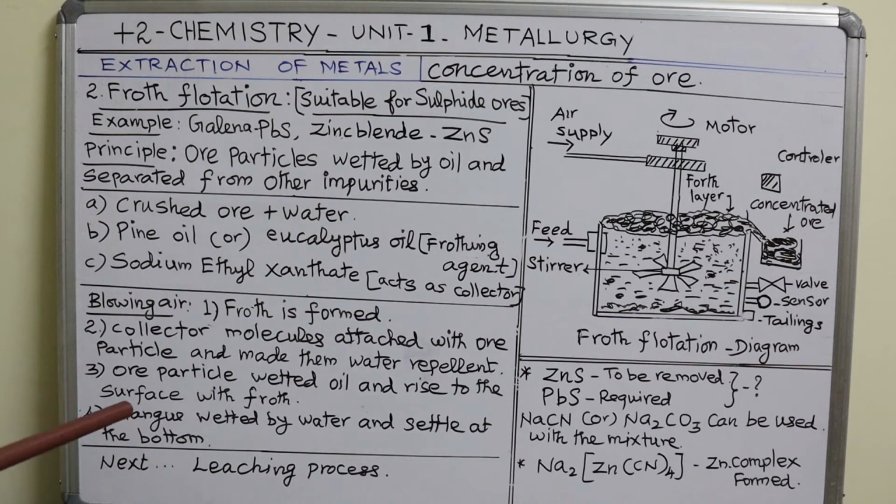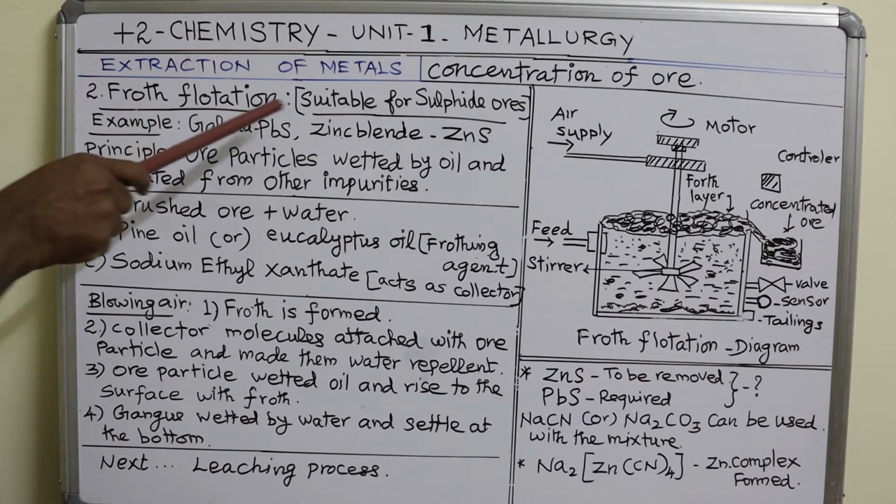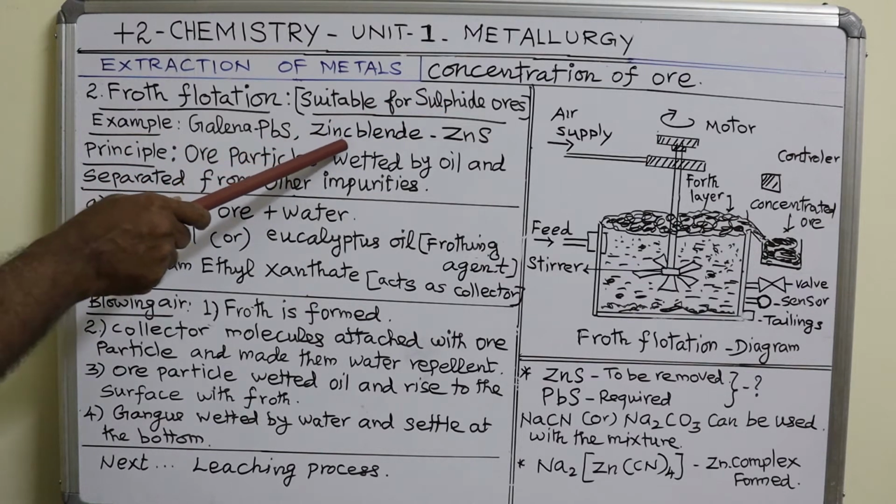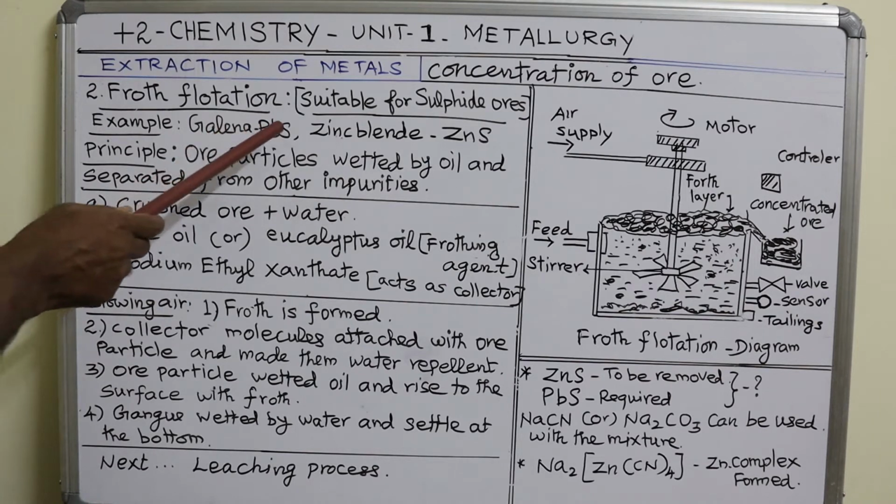Plus 2 Chemistry, Unit 1 Metallurgy, Extraction of Metals. Concentration of ore is the topic we are discussing. In that, the second method is froth flotation. This method is suitable for sulphide ores. Example, galena, PbS, zinc blende, ZnS. Such types of ores can be concentrated by the froth flotation method.